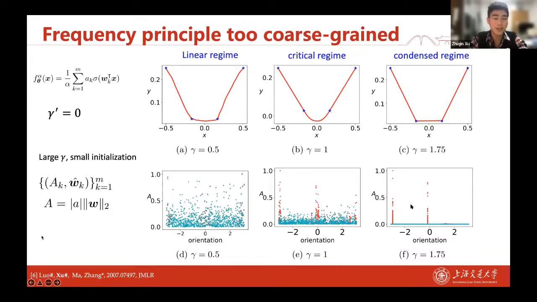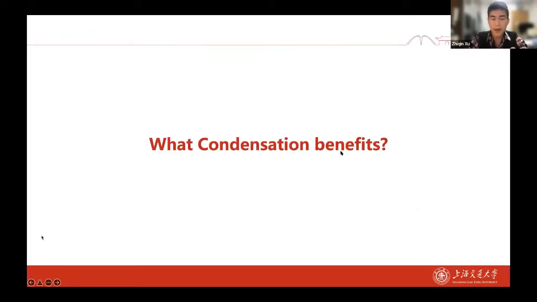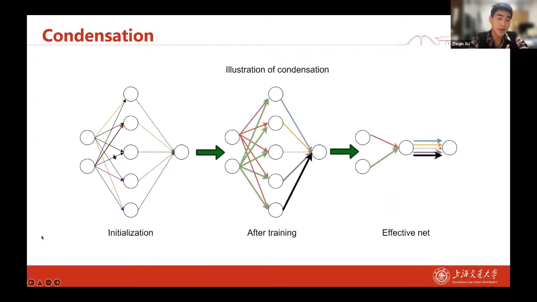But before we understand why, we want to ask what condensation benefits, or why a neural network wants to condense. Suppose this is a neural network with random initialization, where the weights are random at the initial state. After some training, condensation happens. So what is condensation? We draw a cartoon here. In the extreme case, they condense in only one direction. That means for each input neuron, its input weights to every hidden neuron are exactly the same. So this neural network is actually a reducible neural network, as called in Burfan's talk. We can reduce this neural network into a very small effective neural network with only one hidden neuron.